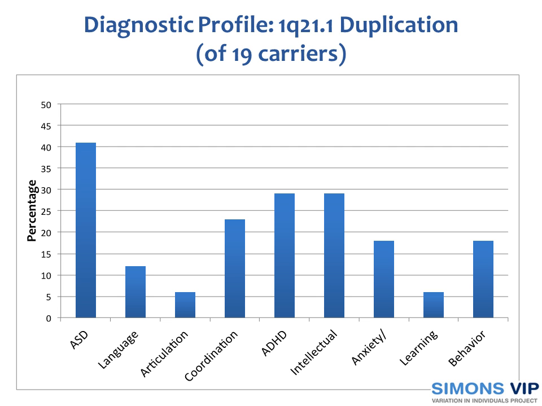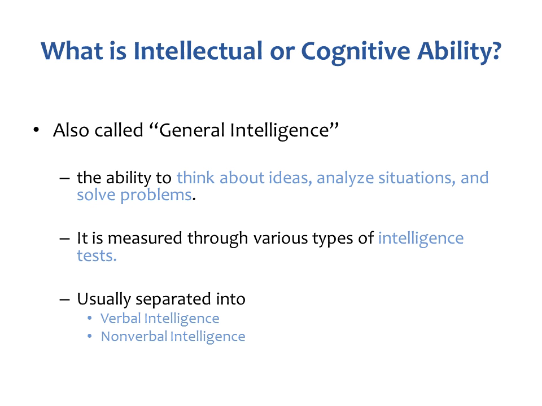So I'm going to pause for a second. I'm going to move away from our diagnostic profile to focus more on our assessment of cognitive ability. When we're talking about cognitive ability or general intelligence, we're talking about that ability to think about ideas, analyze a given situation, solve problems, and we measure that through various types of standardized intelligence tests, which separate skill and performance into two different domains, usually verbal abilities and nonverbal abilities.